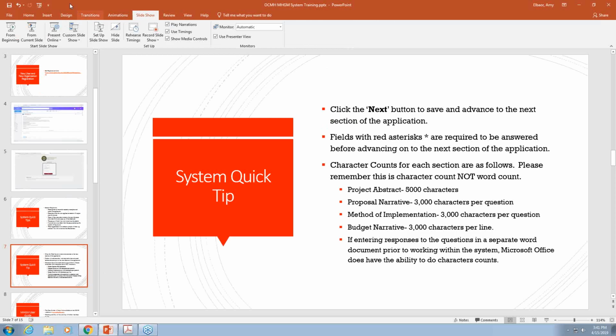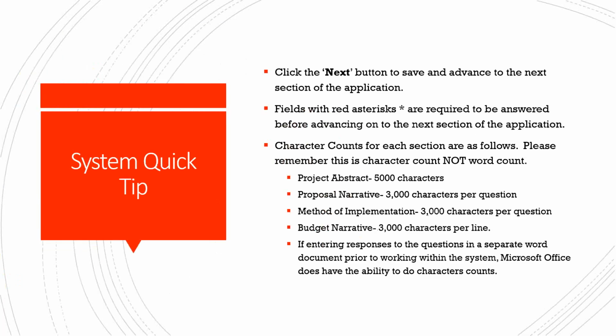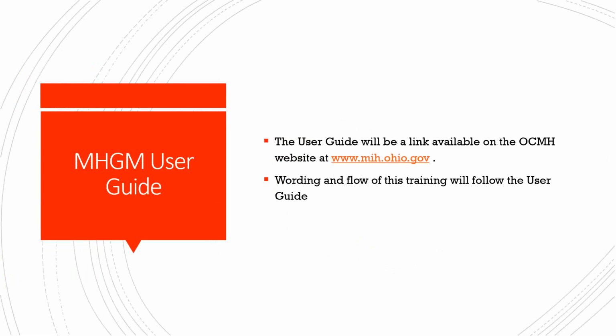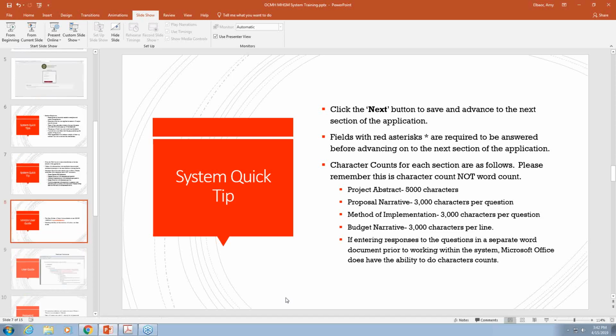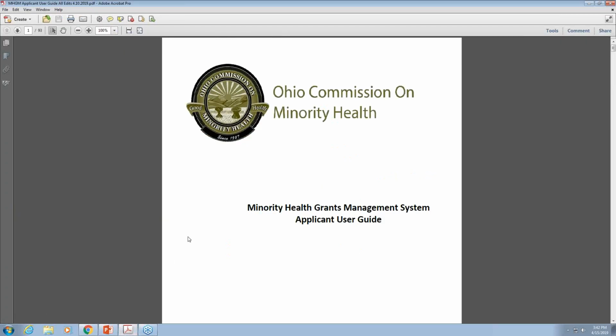So we'll go back to the PowerPoint. And again, everything that we reviewed today can be found in your user guide. This is also on the Commission website, www.mih.ohio.gov. The user guide is an excellent resource, so please make sure you review it before you apply for a grant, and as you are going through the grant application process, we suggest that you look at the user guide because it answers probably many of the questions that you have.